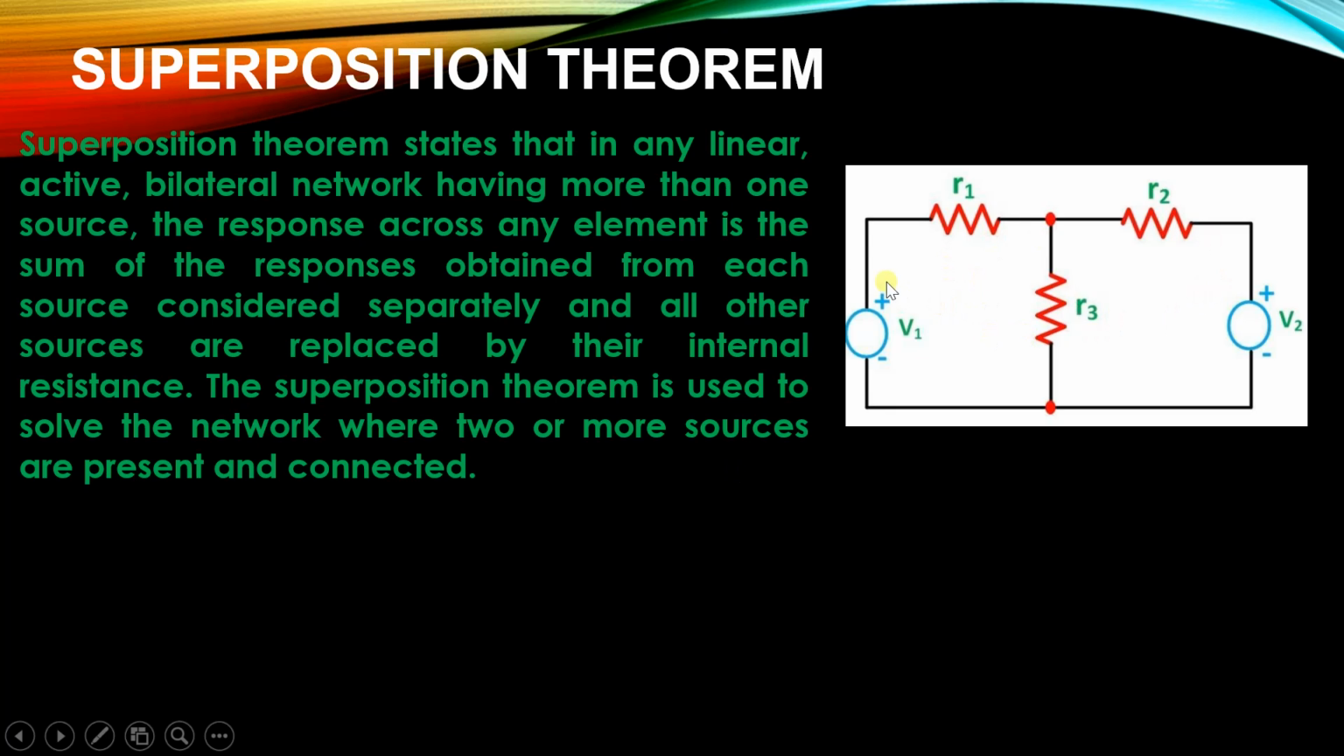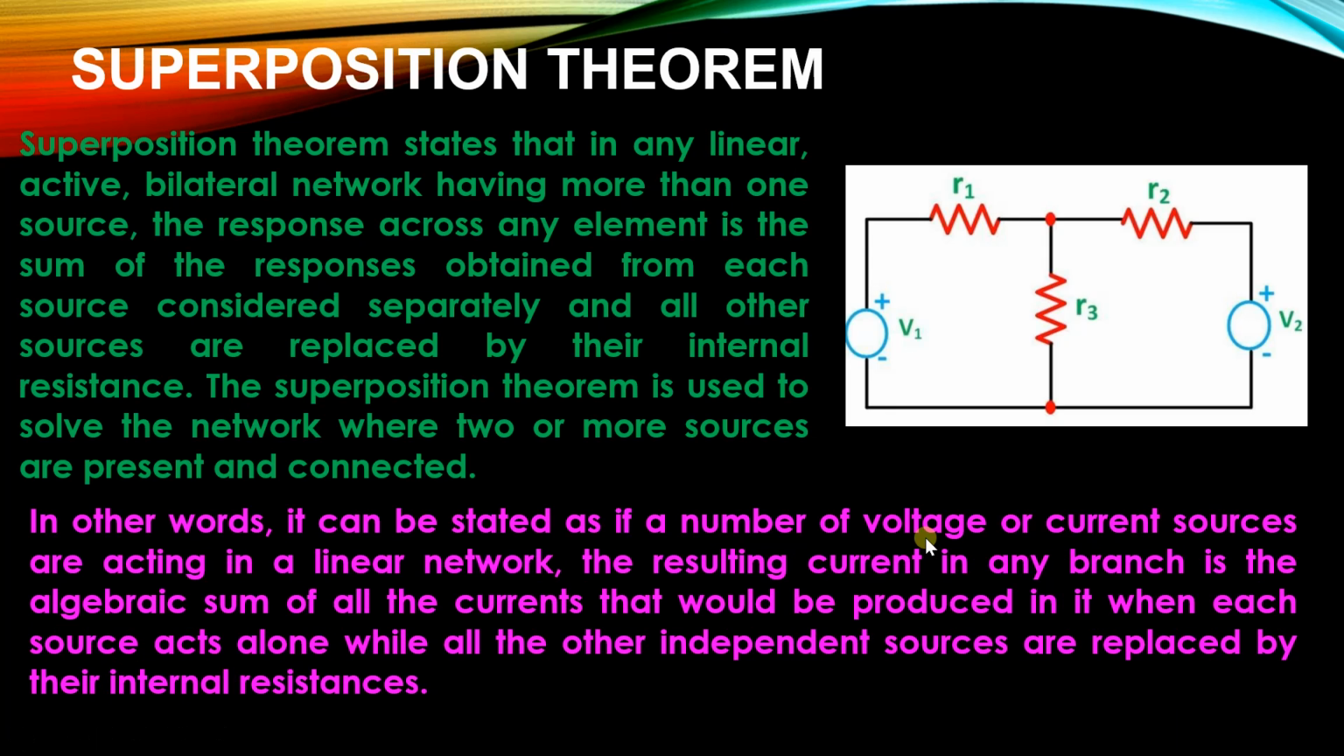As shown in this figure, we have two voltage sources V1 and V2. When we are solving this network, we consider one voltage source at a time. When we are considering V1, we short circuit V2, and if V2 has some internal resistance, then we replace it with its internal resistance or we make it short circuit. In the second step, we consider V2 and short circuit V1 or replace it with its internal resistance. And in the third step, we take the overall result of the currents.